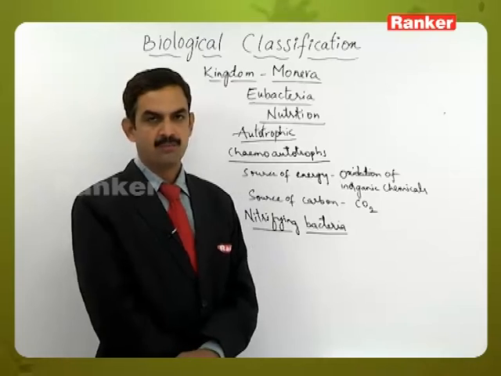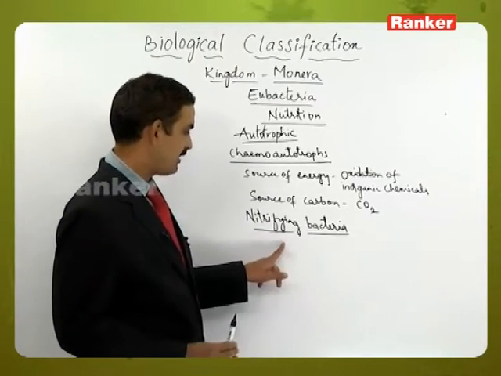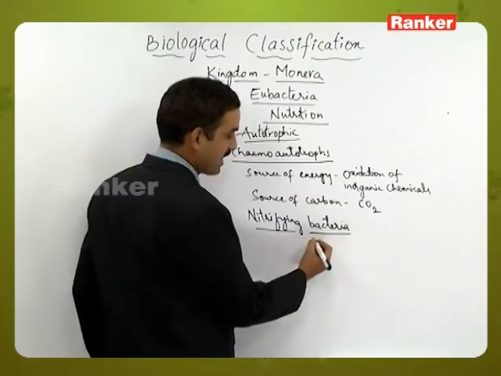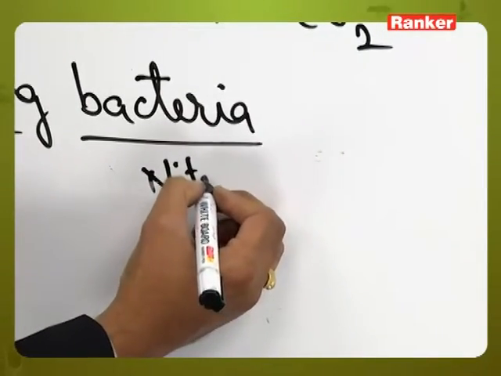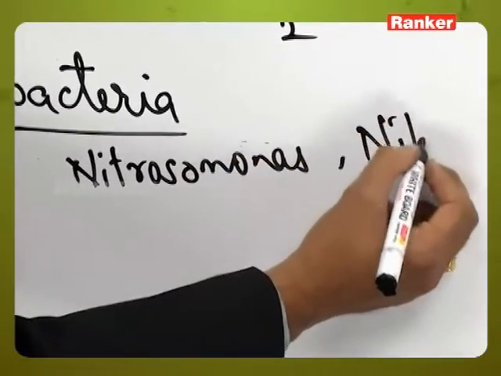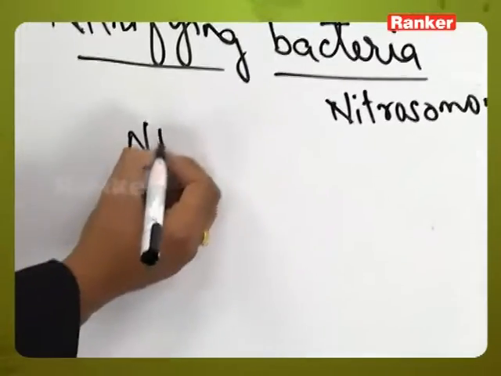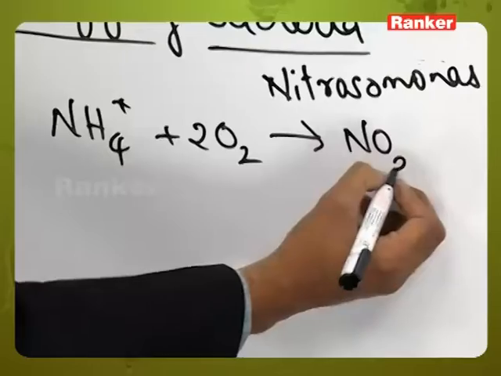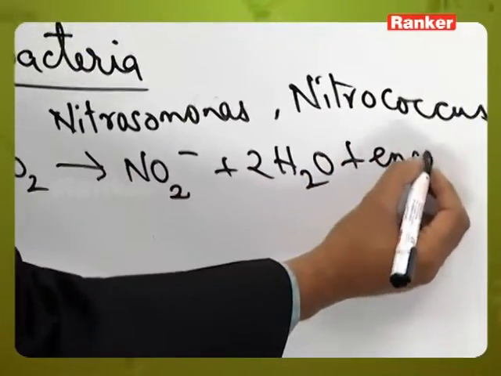Based on the type of the inorganic chemical that is oxidized, the chemoautotrophs have been divided into types. One is nitrifying bacteria, which oxidize nitrogenous compounds, like Nitrosomonas and Nitrococcus. Here they oxidize the ammonia molecule and convert it into nitrite, releasing some energy.